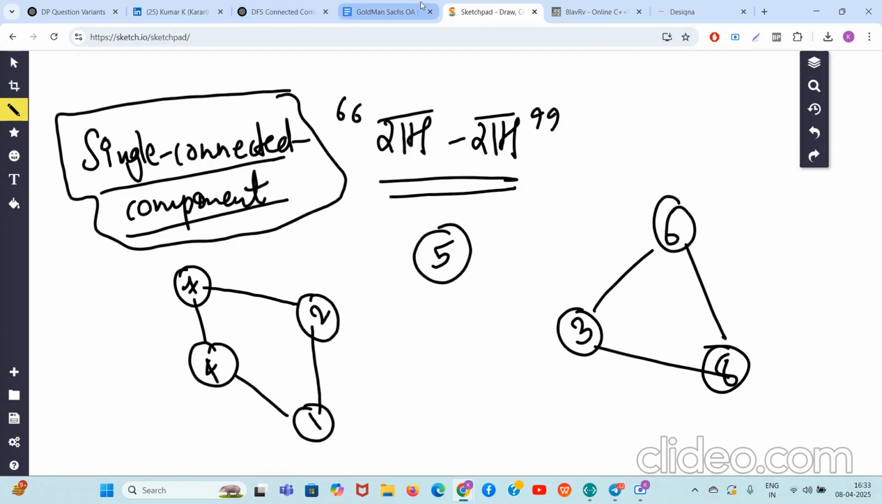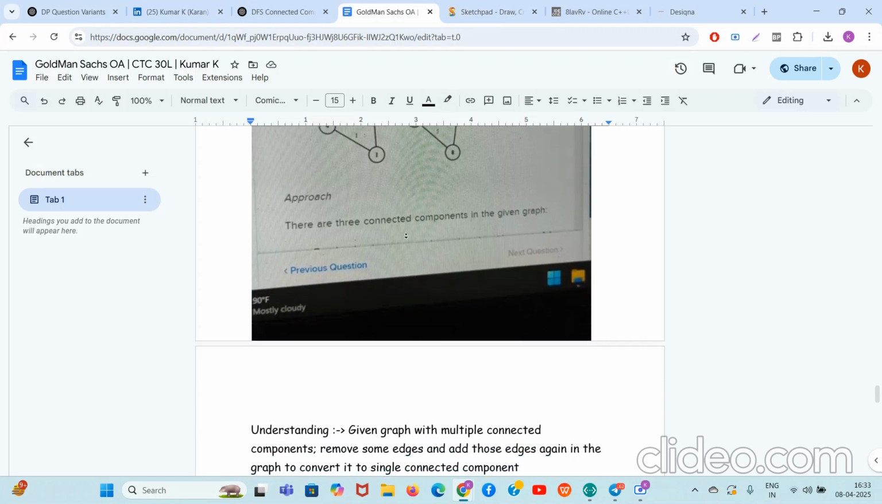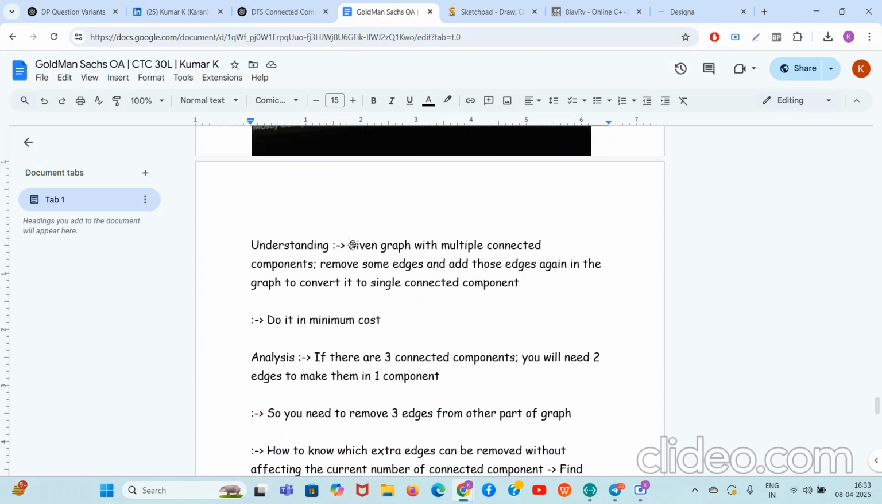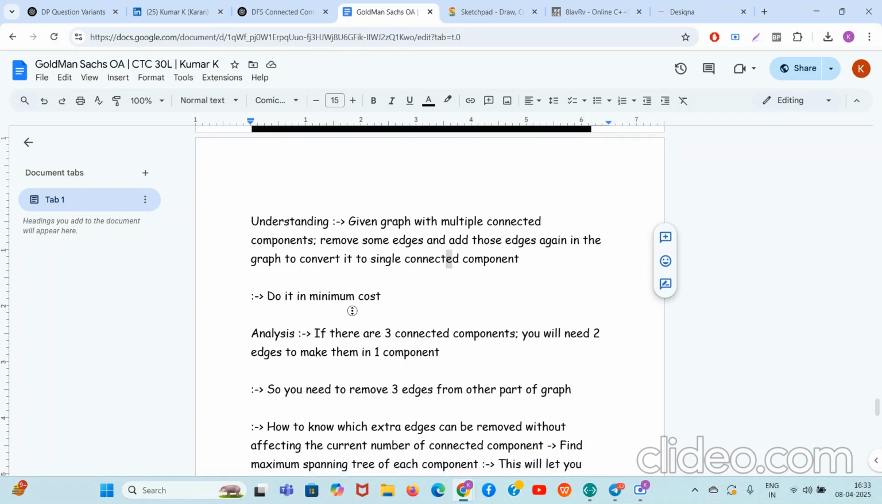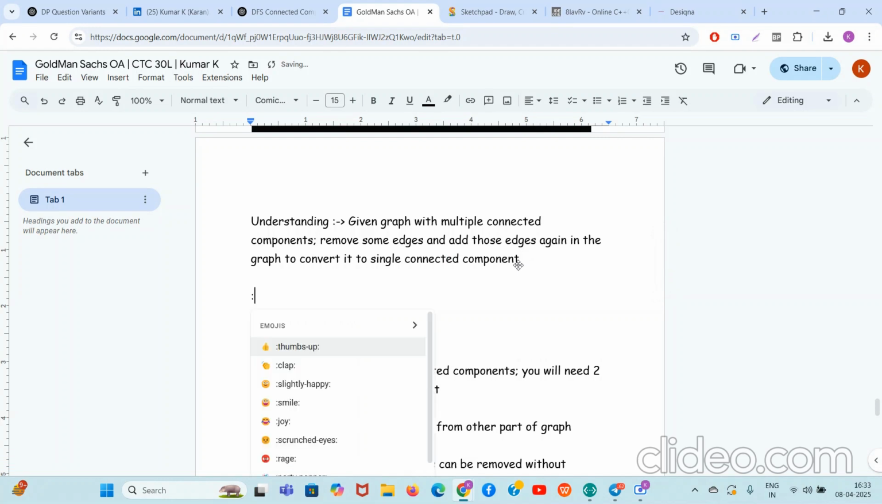So that same concept I have written here: given a graph with multiple connected components, remove some edges and add those edges again in the graph to convert it to a single connected component. Do it in minimum cost. Each edge has a weight. Okay, each edge has some weight.